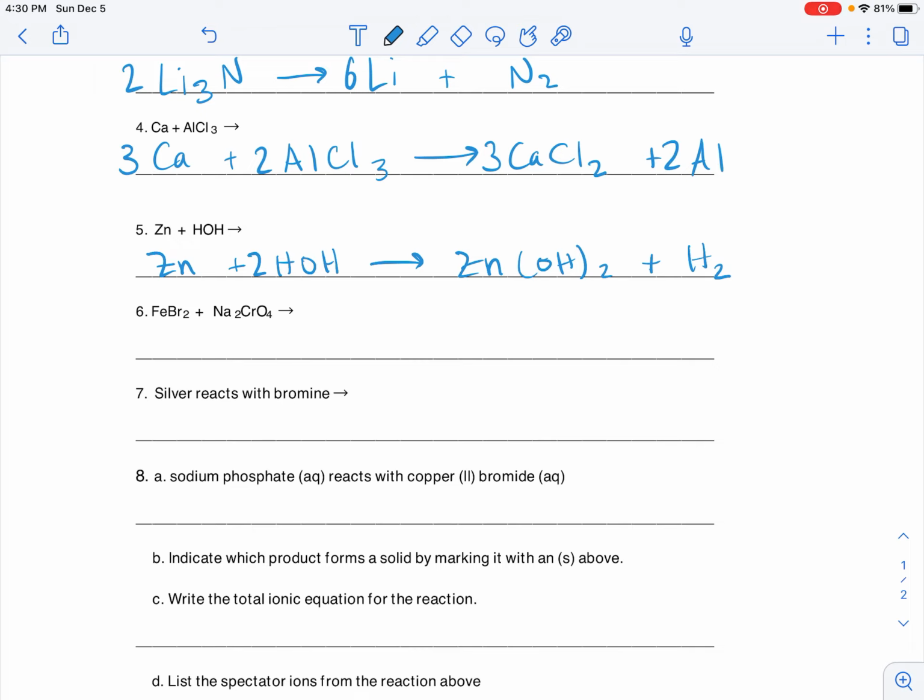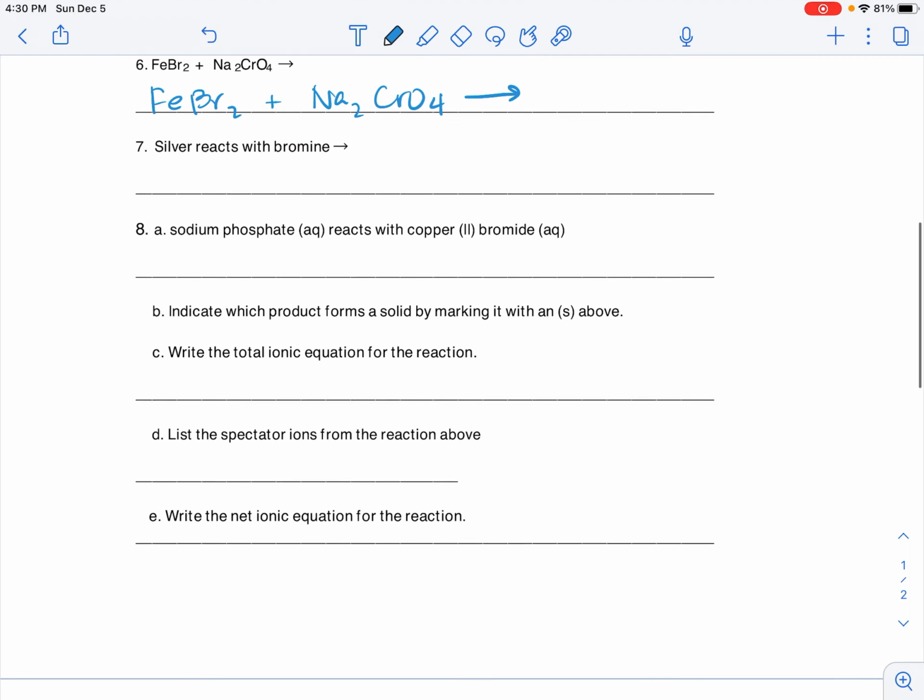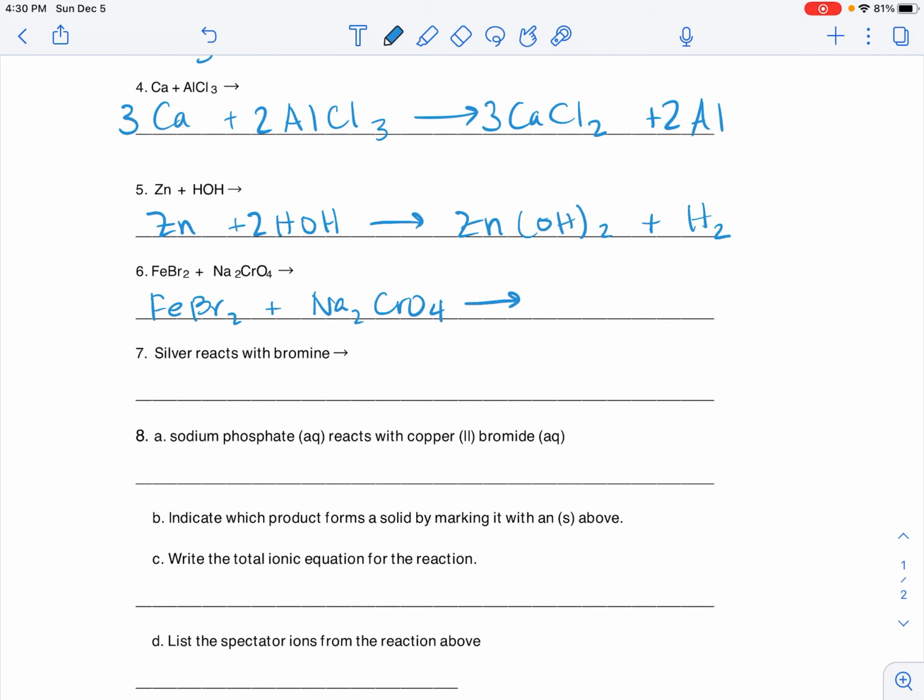Next one, we have iron 2 bromide and sodium chromate. We're going to double replace those, so let's rewrite them here. On this section of the test, these reactions, you don't need to label a solid. That would be the last part in number 8. So here we're just going to write what happens. We're assuming this is going to work. I believe it does work, but not important.